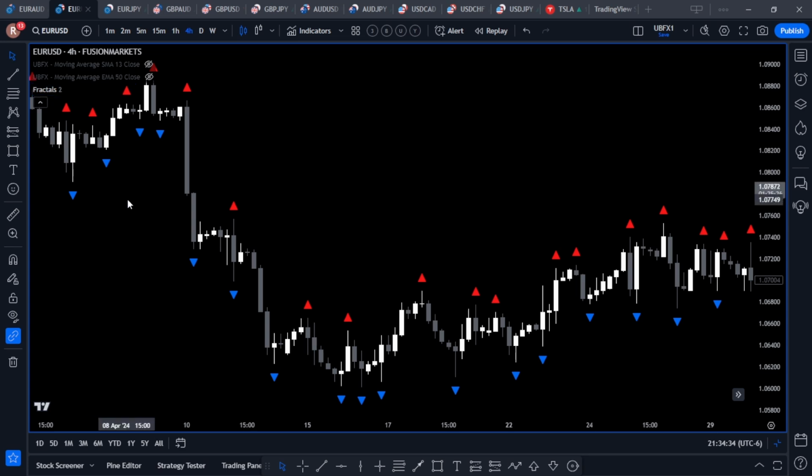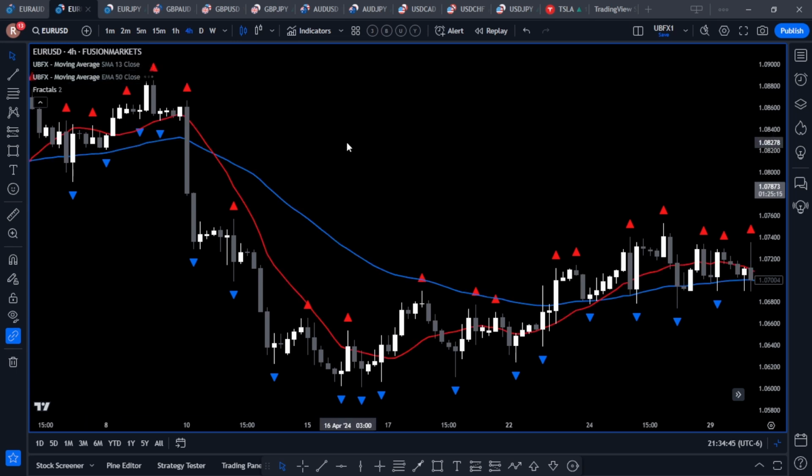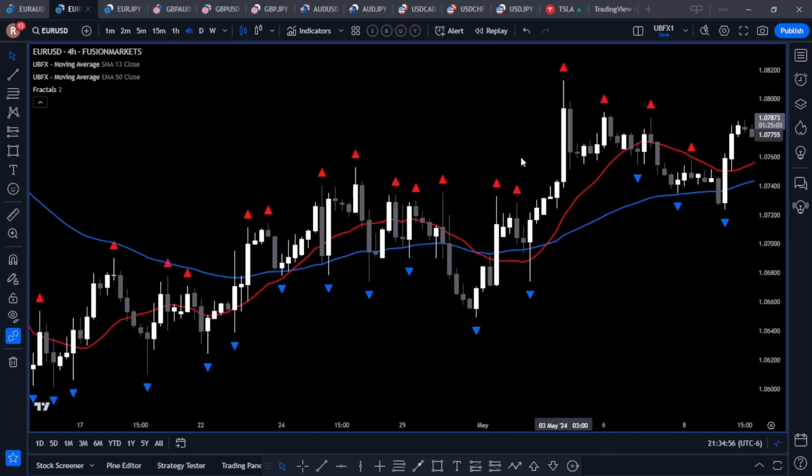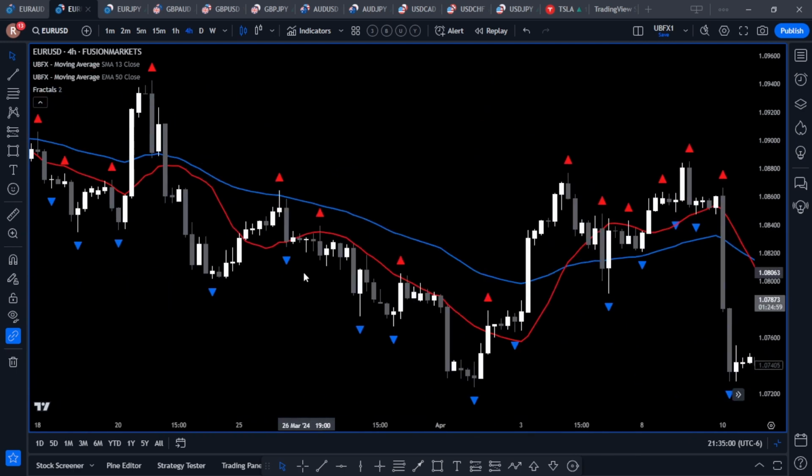You have to have some trend orientation with this. You have to know what direction you want to be trading the market. Now, I'm going to add 2 different moving averages. I'm going to add a 13 SMA. I'm going to add a 50 EMA. These 2 moving averages are going to show me the trend. I've got the 13 below the 50, gives me the downtrend. The 13 above the 50 gives me the uptrend. So that is the direction that I'm looking to trade when I'm looking at these fractals.